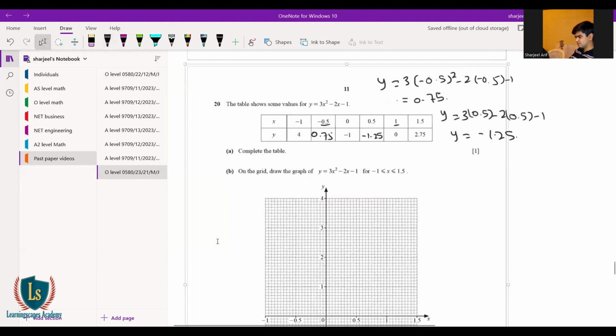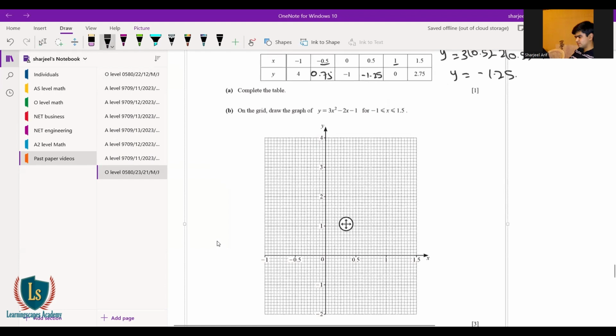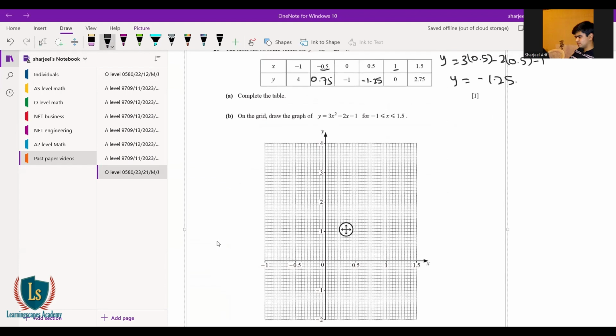Now we have the grid given. We will plot these points. When x is minus 1, y is 4. We will place a point here. When x is minus 0.75, it is 0.75, so we will place a point here. On 0, it is minus 1. On 0.5, it is minus 1.25. On 1, it is 0. On 1.5, it is 2.75. So the graph will be a U-shaped graph like this.